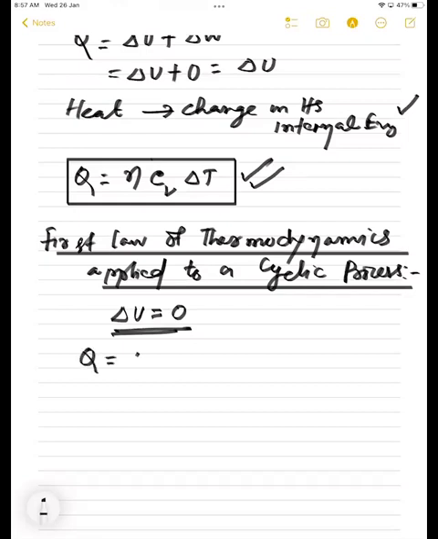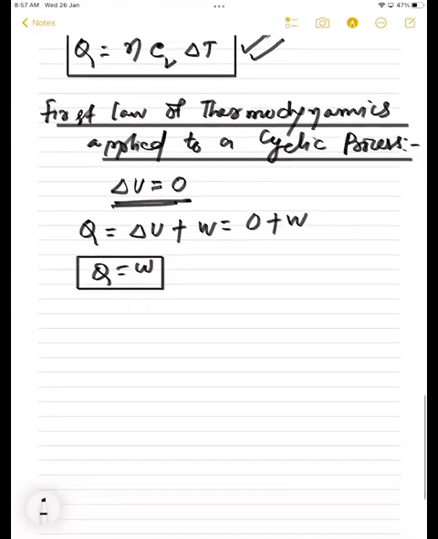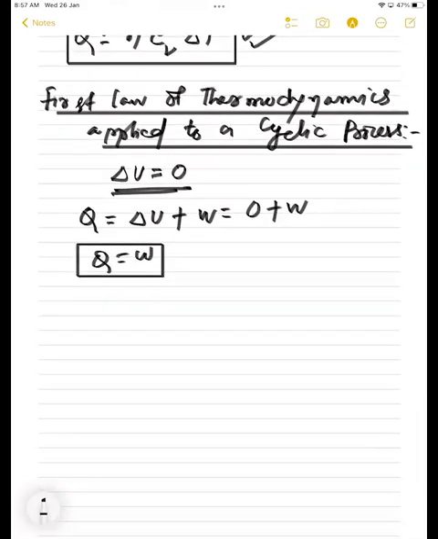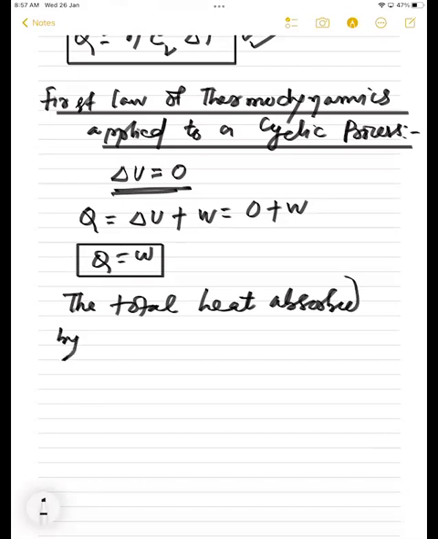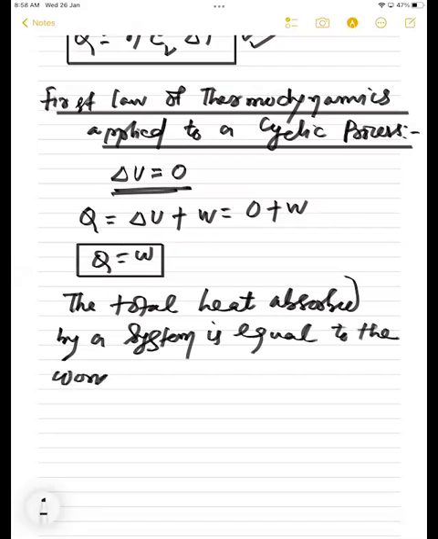So that's why your first law of thermodynamics, delta U plus W, will be 0 plus W, right? So that means Q is equal to W, students, in a cyclic process. So in a cyclic process, we can conclude the total heat absorbed by a system is equal to the work done by the system. Students, got it?